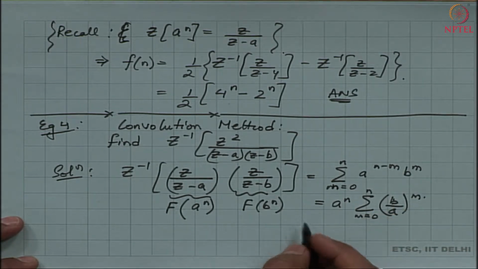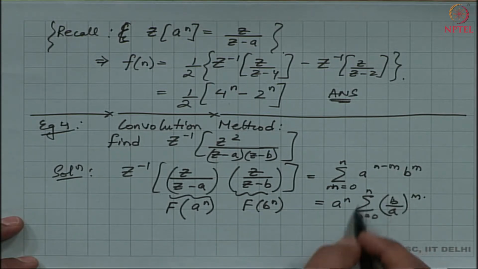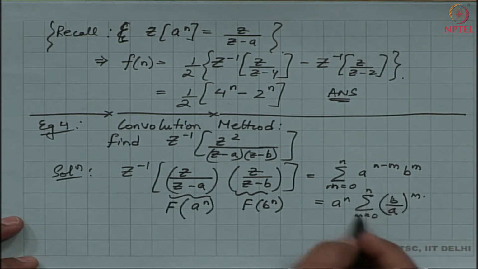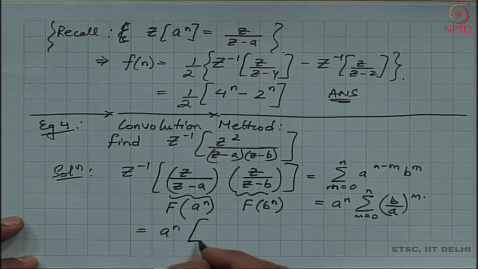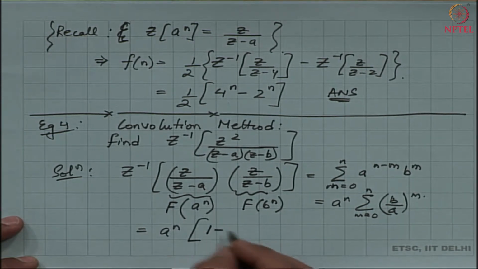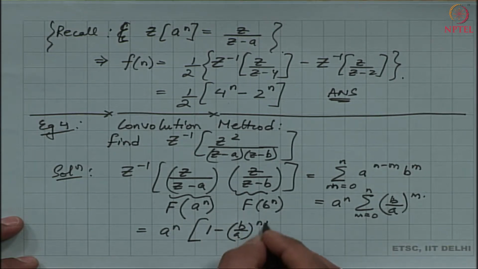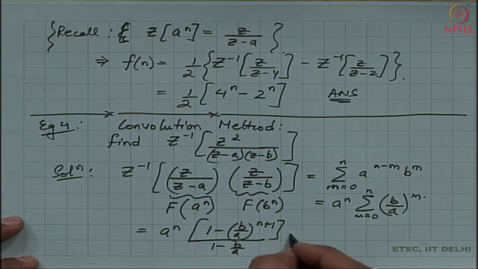Okay. So, then if I were to take this summation, notice that this is a finite sum, I can sum it up. This is a finite geometric sum. So, this finite geometric sum is a to the power m, a to the power n, times 1 minus (b by a) to the power n plus 1 divided by 1 minus b by a. And then when I slightly simplify this entire expression, I get my answer.